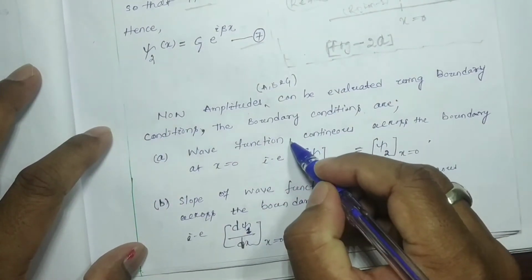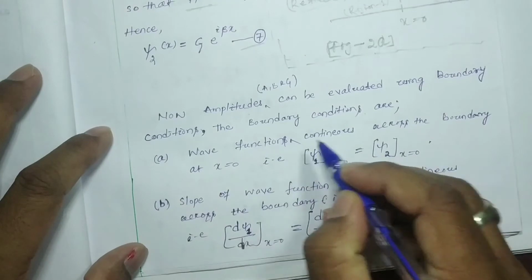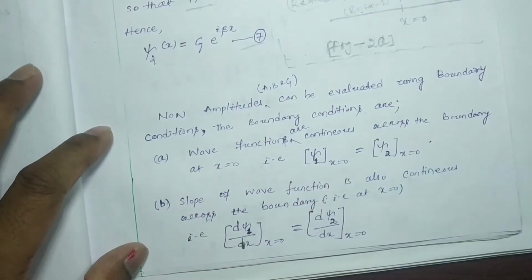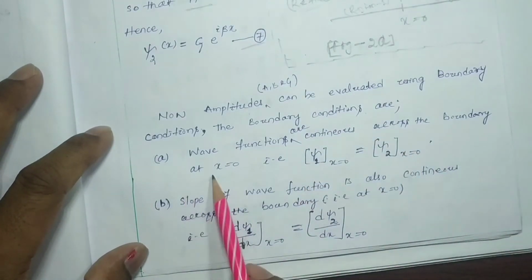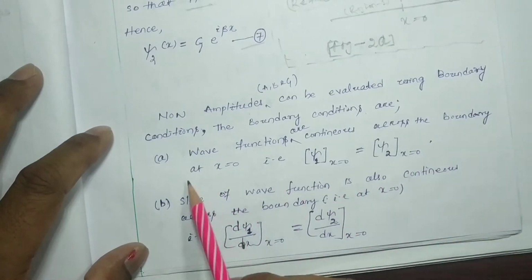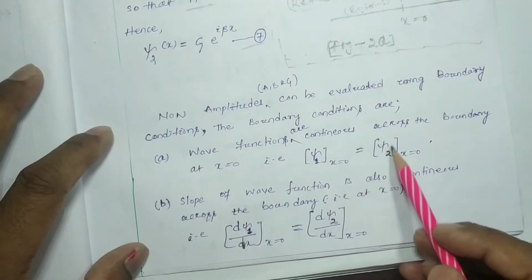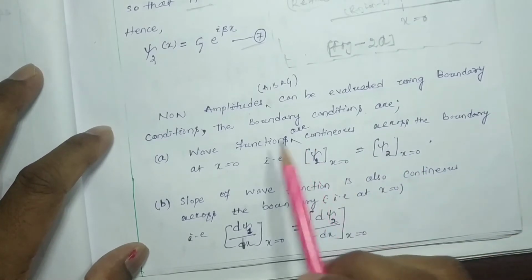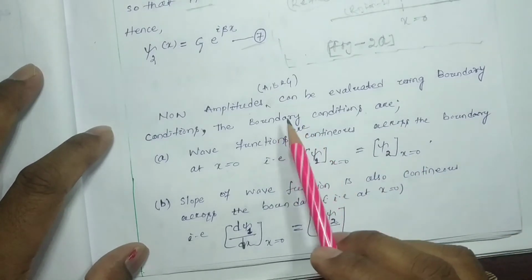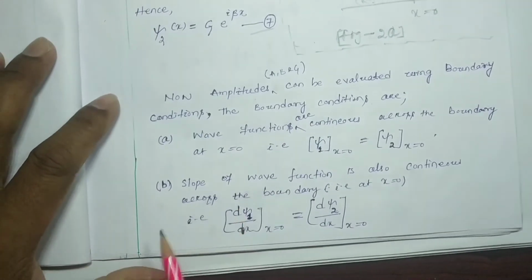The wave functions are continuous across the boundary, that is, across the boundary at x equal to 0, that is psi 1 at x equal to 0 equals psi 2 at x equal to 0. Wherever I am doing corrections, you just do it, okay.